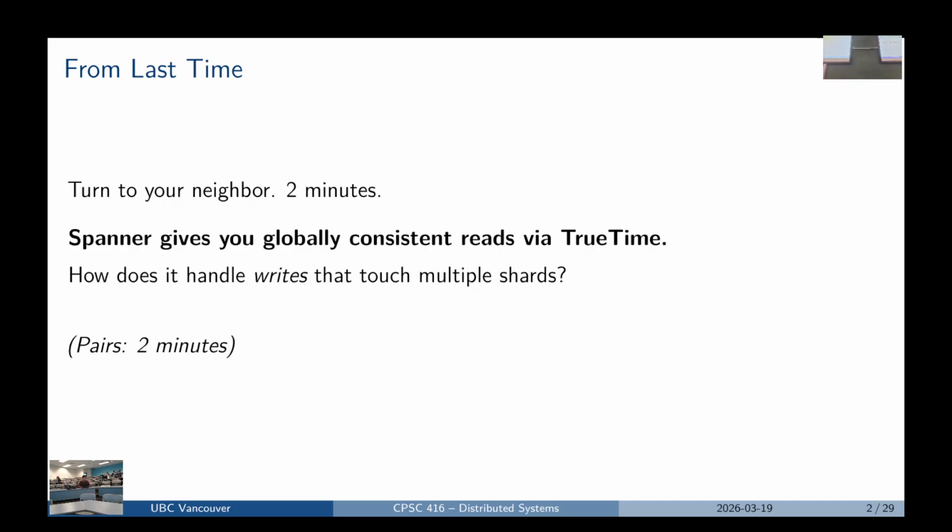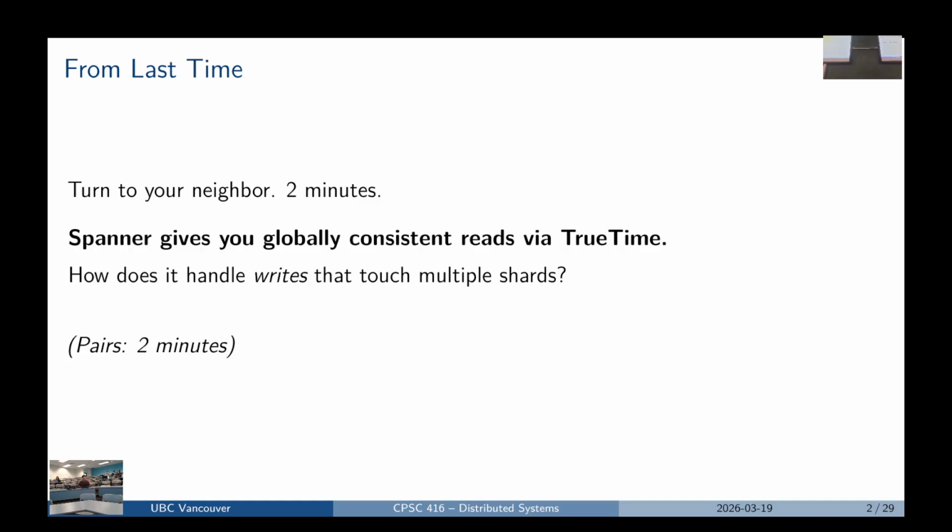So where we left off was talking about Spanner. So let's start by recapping that. Spanner gives you globally consistent reads via TrueTime, but how does it handle writes that are touching multiple shards? Because remember, Spanner was a sharded database.